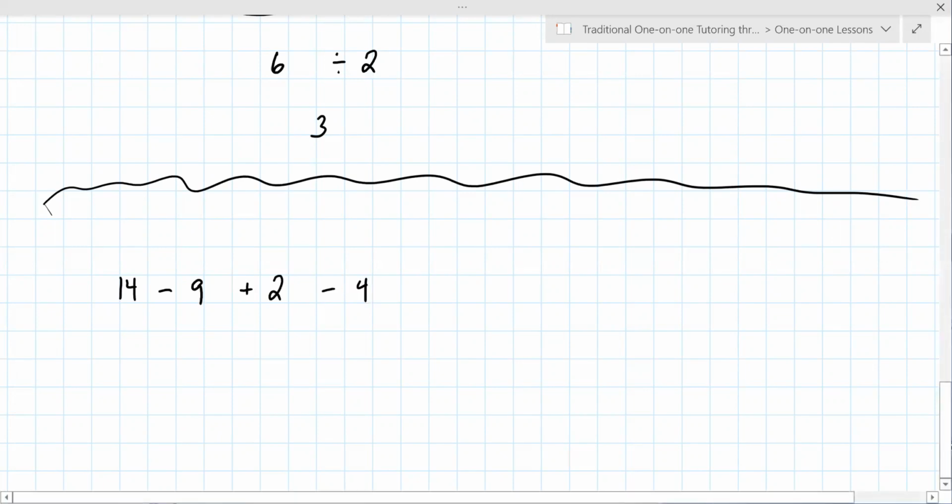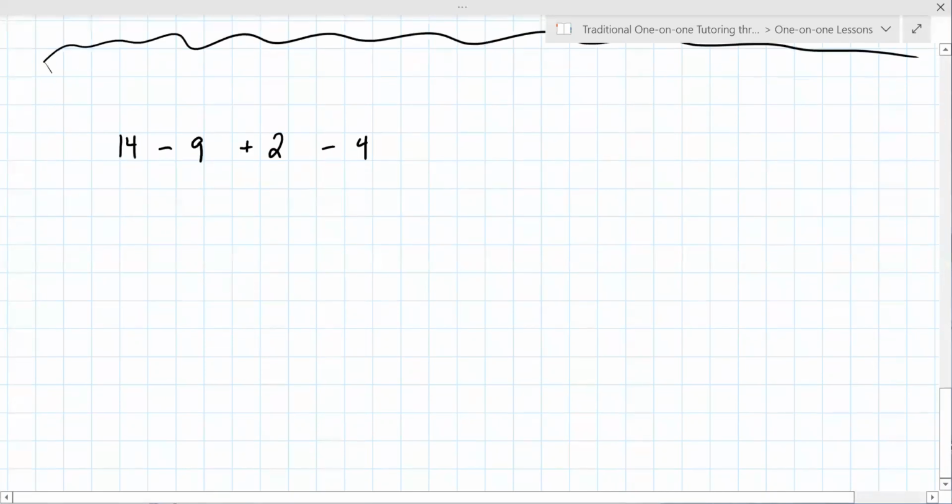Okay, so here you go. Here's your new problem: 14 minus 9 plus 2 minus 4. So there is addition and subtraction in this step, and that means that you can do them in any order, but we want to do them left to right. Left to right.